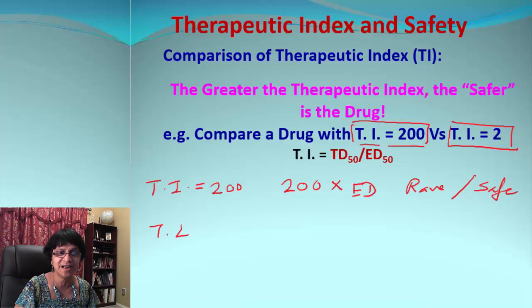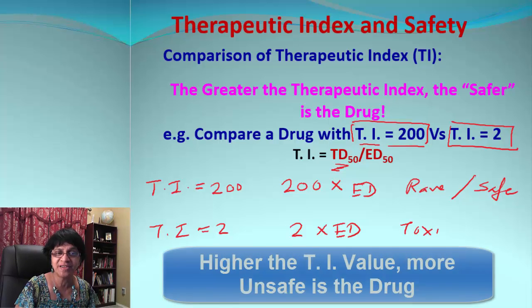What about TI equals 2? If we happen to double the concentration of that drug over the effective dose, then that reaches the value of the toxic dose. So the medicine becomes extremely toxic. So this will not be a safe drug to use.